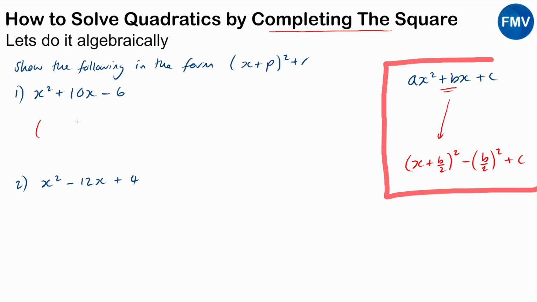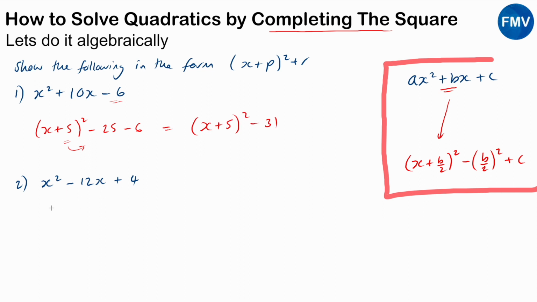We know we're going to have a bracket and it's going to be squared. We're going to have x in there. We're having half of b, which in this case is plus 5. And what we're going to do is subtract half of b squared. 5 squared, which is 25, and we're going to subtract 25. And then finally, we're going to subtract c, and that is the same as saying x plus 5 squared minus 31.